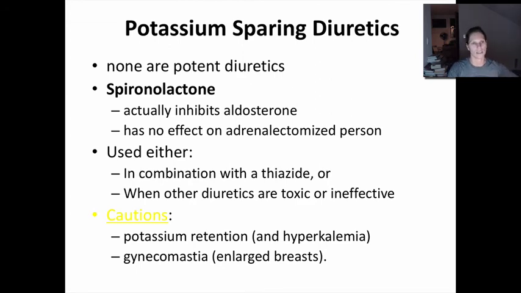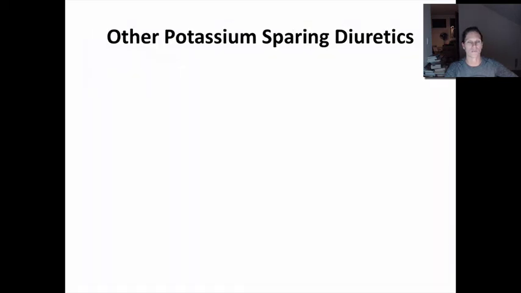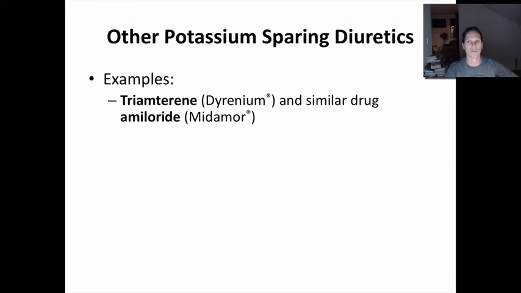By antagonizing the androgen, it seems to produce an excess estrogen-like picture. As a side effect of spironolactone, we might see some gynecomastia, which is enlarging of the breasts. On women, I don't know if that's that big of a deal, but on men, it's not super desirable.